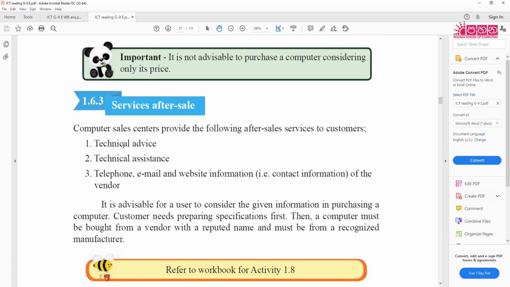Now, usually when you're going to purchase a computer, they somehow try to sell their product to us. And once there's a problem, we might not get any help from them. So this is one thing you need to consider. First of all, the computer sales centers should do the following: providing technical advice, technical assistance, telephone, email, website. So everything should be there, right, to provide service.